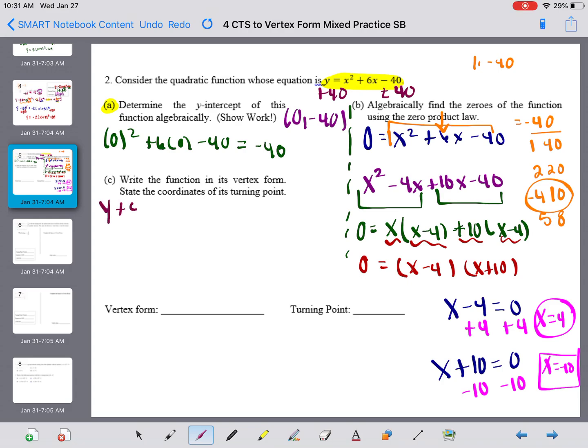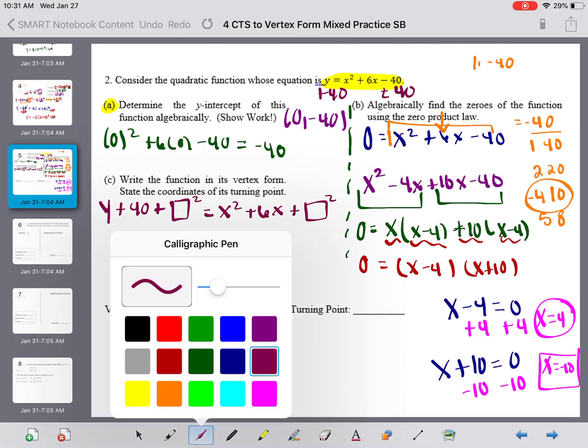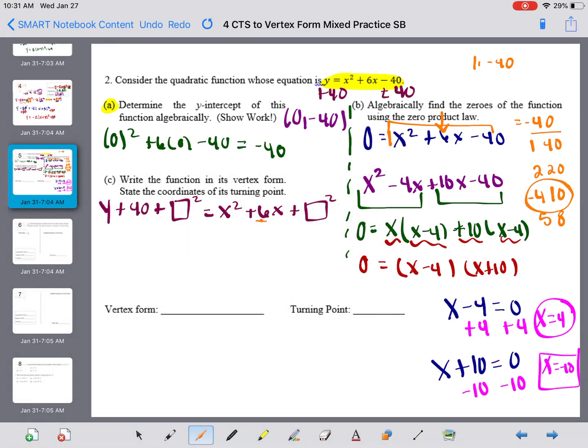So I get y plus 40 plus a box squared is equal to x squared plus 6x plus a box squared. To fill in our boxes, we just divide 6 by 2, so we get 3, and that's what we're filling our boxes in with. Condense this, so 40 plus 3 squared is 49, so we get y plus 49 equals, condense this down, x squared in the front, 3 squared in the back, so this becomes x plus 3 squared.